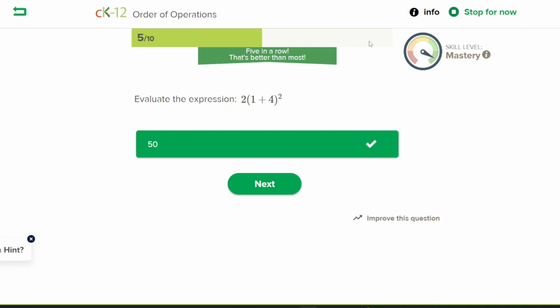Again, I'm not doing all 10 here. I'm leaving that to you. Come to ck12.org, Algebra 1, practice this yourself. And even after you're done with the 10 questions, you can continue practicing further if you wish, to really, really master the order of operations.